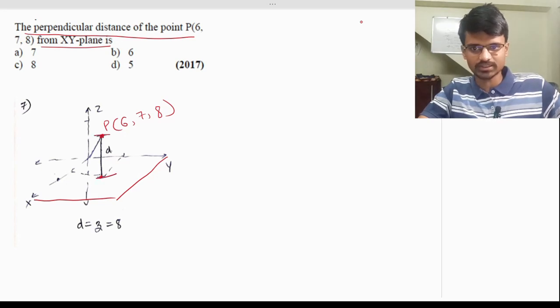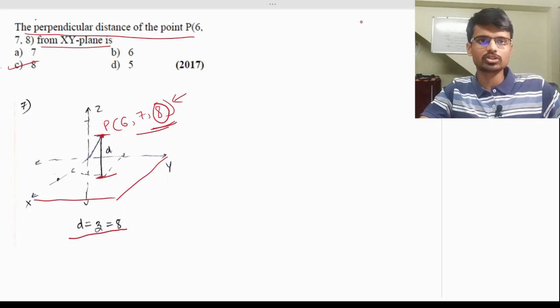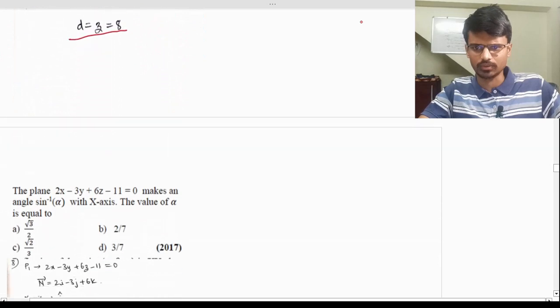What is this distance? Simple, right? Whatever is the z coordinate of this point, that will be my distance d. This is my xy plane, so what is my d? D is nothing but the z coordinate of this point. Z coordinate is 8. So the correct answer is option 8. This question can be solved in 10 seconds. See, if you read the question carefully, you get 50 seconds extra. You can utilize those 50 seconds somewhere else. So this was a very easy question.